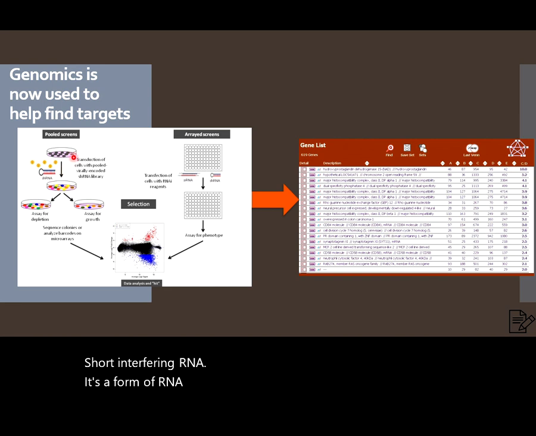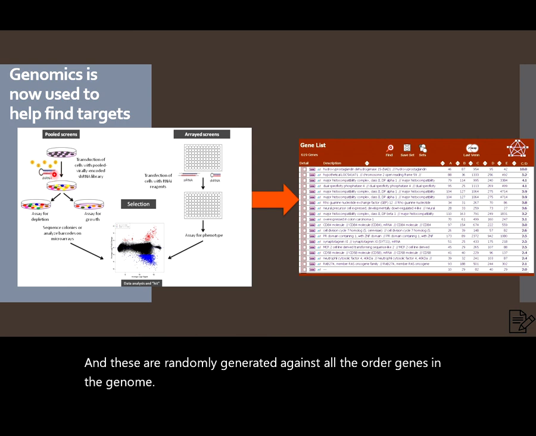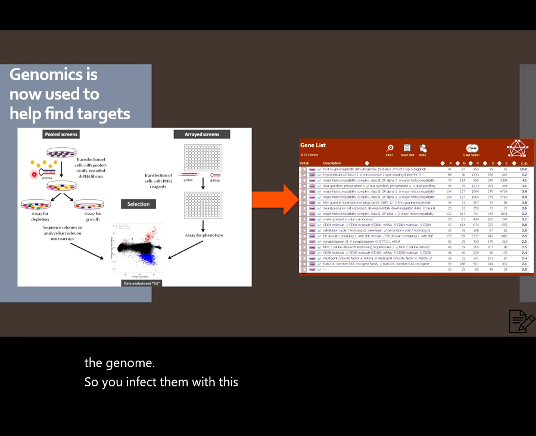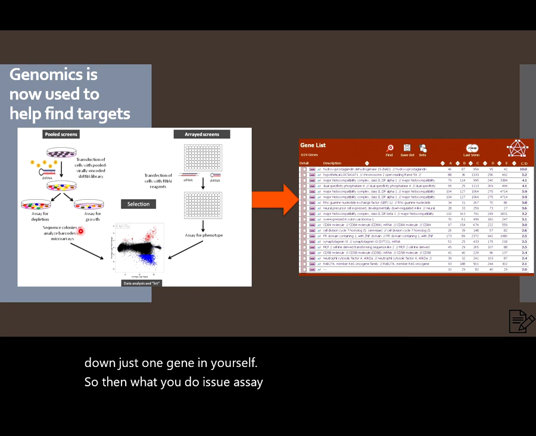And what you do is you take a lot of cells and then you transfect them with this construct here called a short hairpin RNA. And these are randomly generated against all the genes in the genome. So you infect them with this special construct which will knock down just one gene in your cell. So then what you do is you assay them and you find out which cells are being affected.